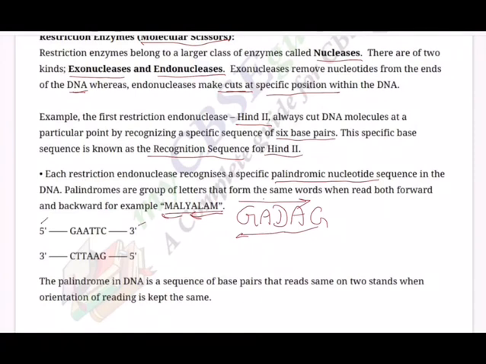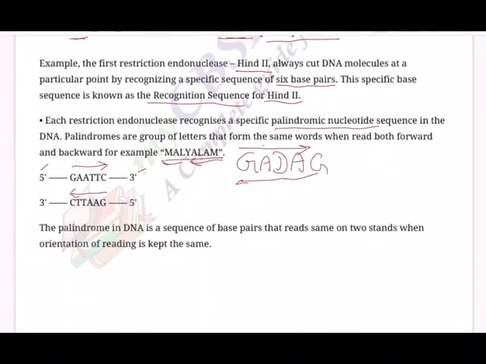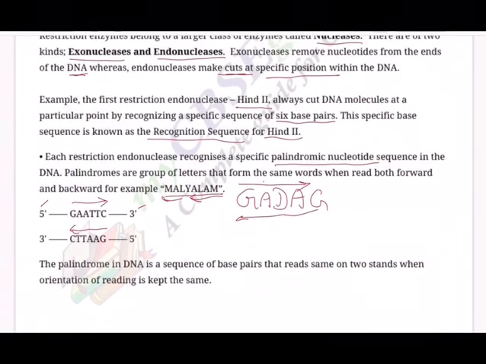So you can see here, 5' to 3', G-A-A-T-T-C. What are these? Nitrogen bases: guanine, adenine, adenine, thymine, thymine, cytosine. And the reverse of it, this way, G to C, now G to C. Then we say palindrome. So a palindrome in DNA is a sequence of base pairs that reads the same on the two strands when the orientation of reading is kept the same.